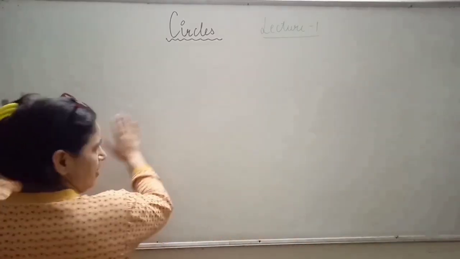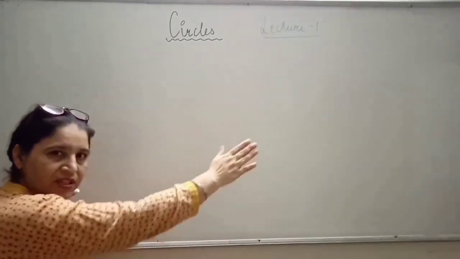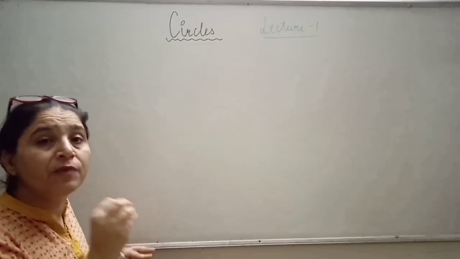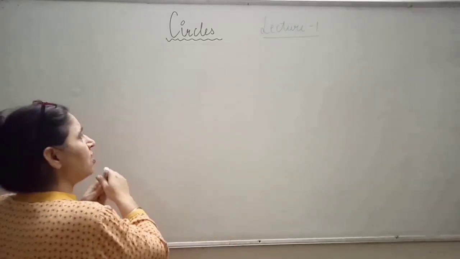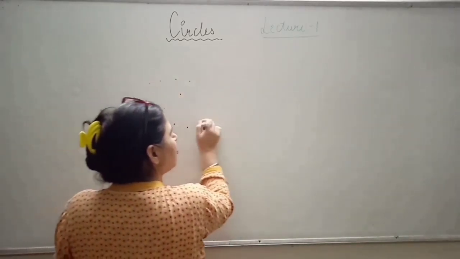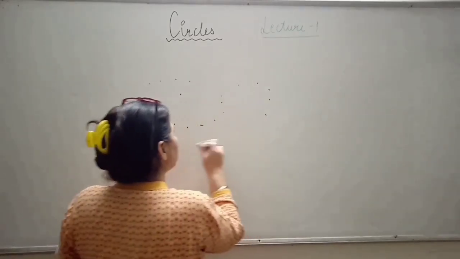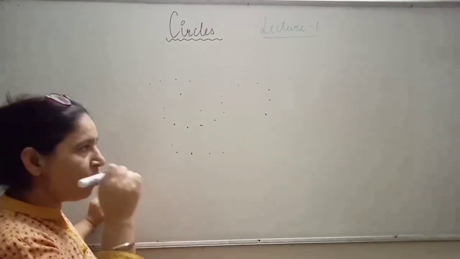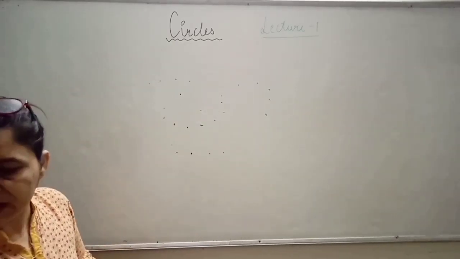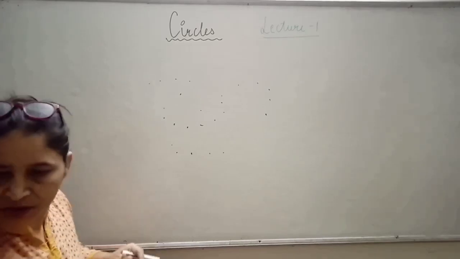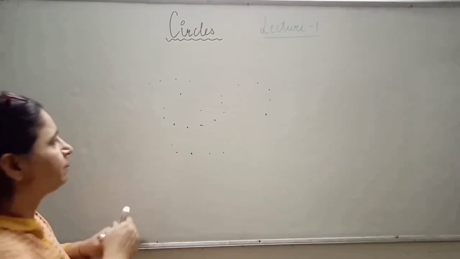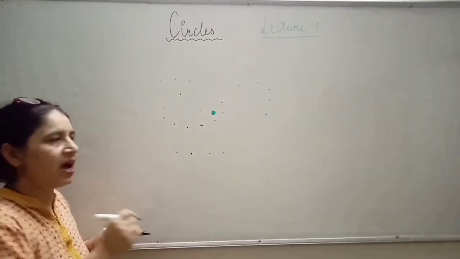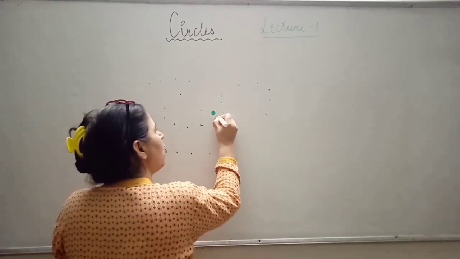Suppose this is a plane figure, you can see this whiteboard is a plane figure. It is made up of infinite points. There are so many points which are making this plane. Okay, and I have fixed one point. I am going to fix one point here, suppose this point. I have fixed this point, and given the name O to this point.